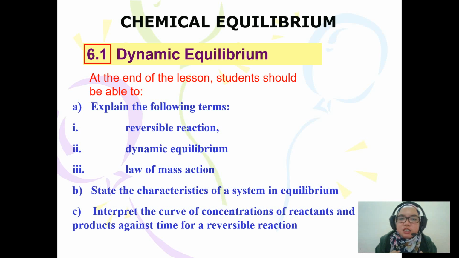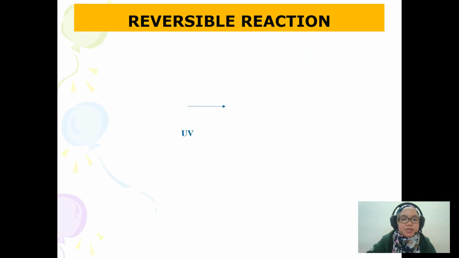So today we are going to enter a new chapter, which is chapter 6, chemical equilibrium. And today we are going to look at the first subtopic, which is 6.1, dynamic equilibrium. So at the end of the lesson, you should be able to explain the following terms: reversible reaction, dynamic equilibrium, and law of mass action. State the characteristics of a system in equilibrium and interpret the curve of concentration of reactants and products against time for a reversible reaction. Okay, let's proceed.